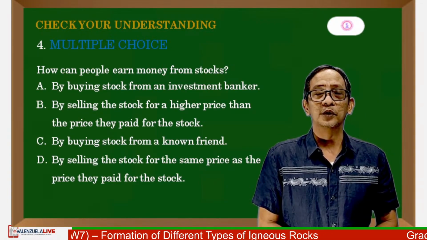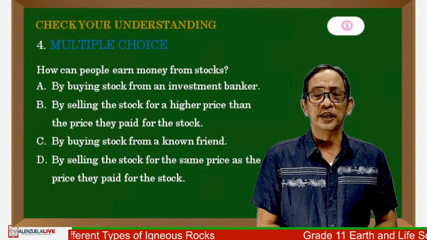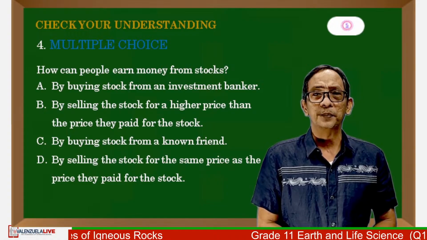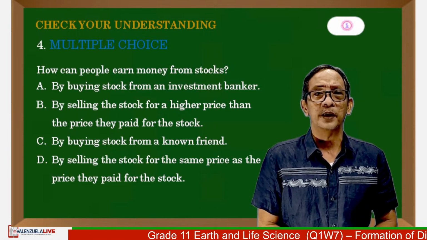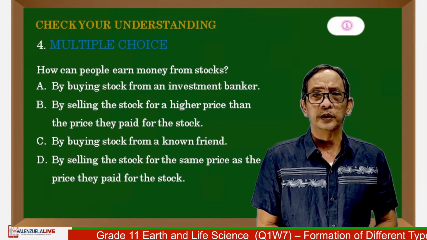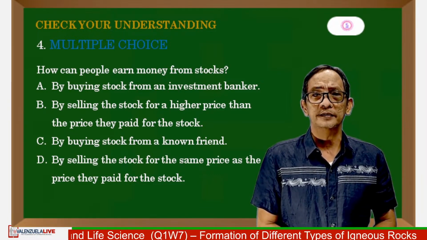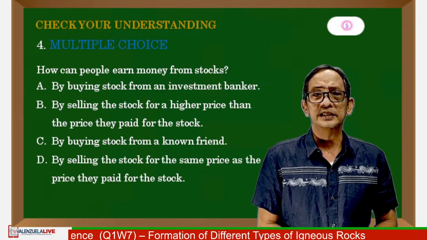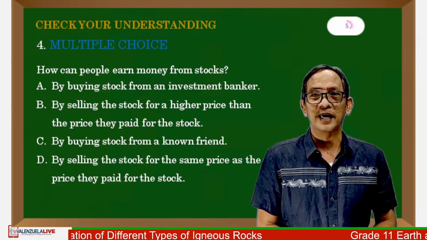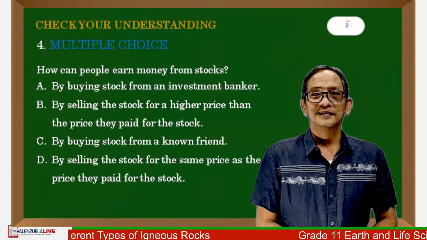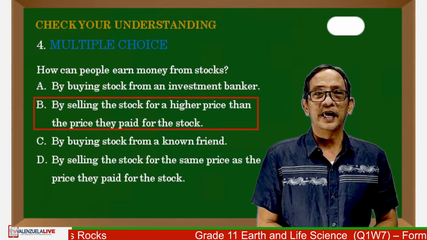Number 4, multiple choice again. How can people earn money from stocks? Letter A, by buying stock from an investment banker. B, by selling the stock for a higher price than the price they paid for the stock. C, by buying stock from a known friend. D, by selling the stock for the same price as the price they paid for the stock. 5 seconds. If your answer is B, then you are correct.